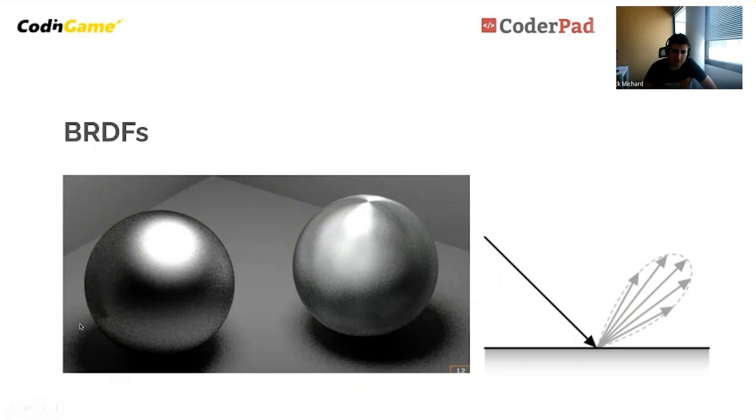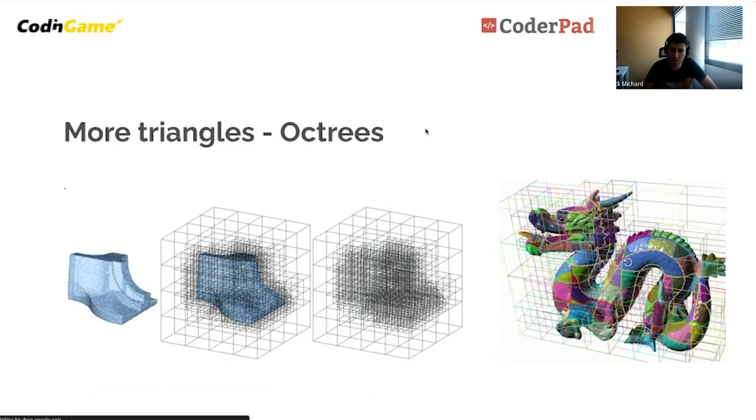BRDFs, so that's just a fancy word to say that the way we are sampling how the light is bouncing on an object can be modeled by these BRDF functions. And this also gives great results to model a lot of different materials and the different ways the light will bounce on these materials.